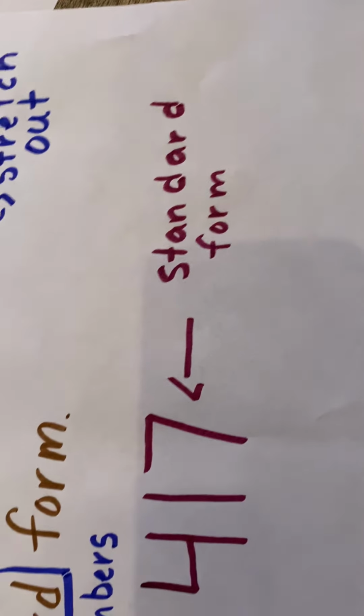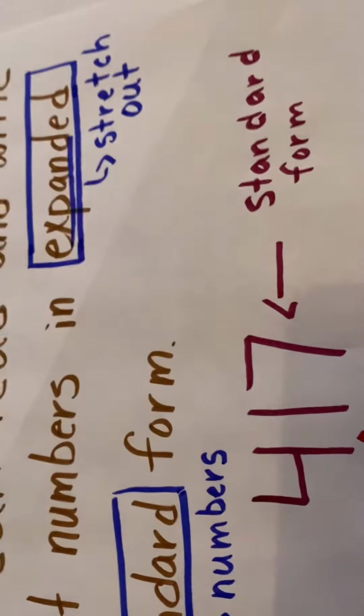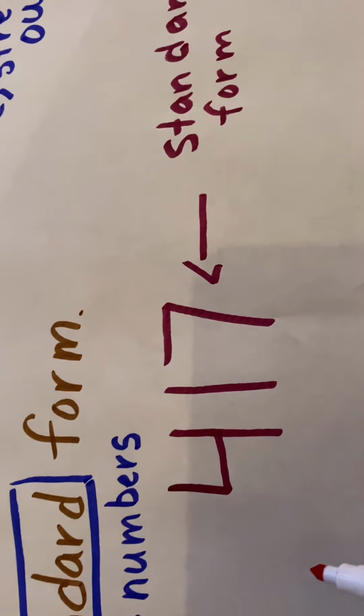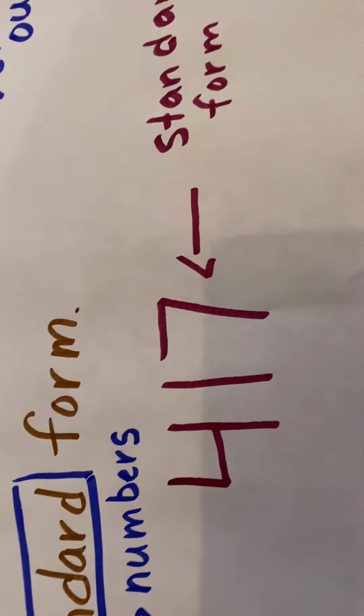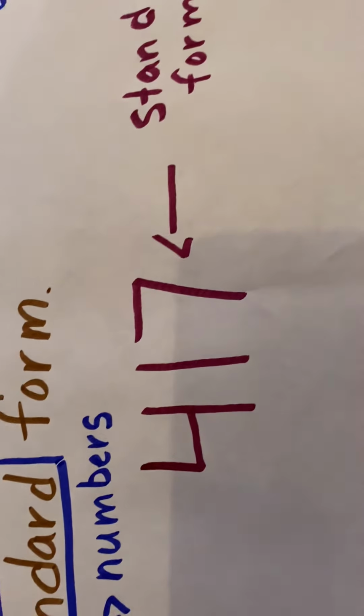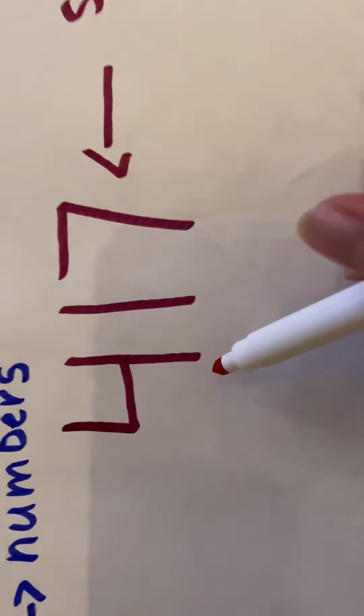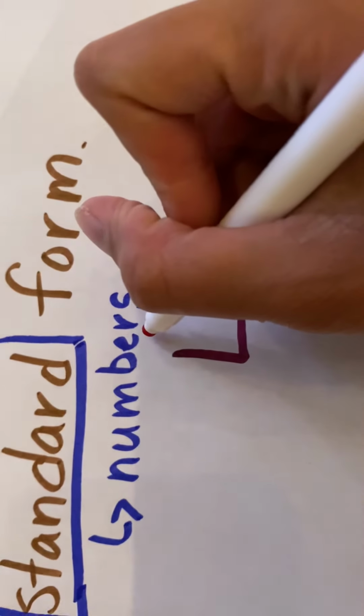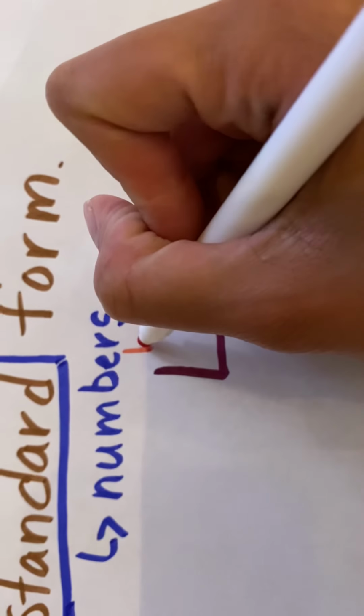The number is 417. Let's look at each place value. When we write the number in expanded form, we have to look at each place value, because we're expanding the number, we're stretching it out, just like a slinky. Let's look at the first place value. This is my hundreds place, so I'm gonna put an H for hundreds.